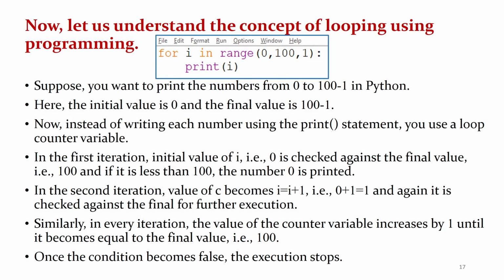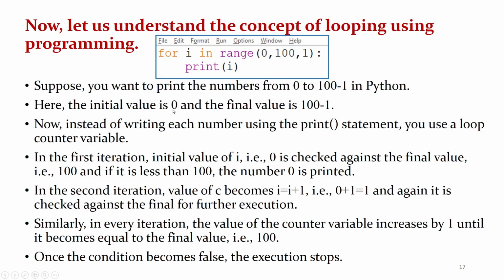Now let us understand the concept of looping using programming. Here I have used a for loop with i as a counter variable and a range between 0 and 100 with a step value of 1. Here I want to print all the numbers from 0 to 100 minus 1, that is 99, with a difference of 1, that is 0, 1, 2, 3, 4, 5, 6, 7, 8, 9, 10, this way. Suppose you want to print the numbers from 0 to 100 minus 1 in Python.